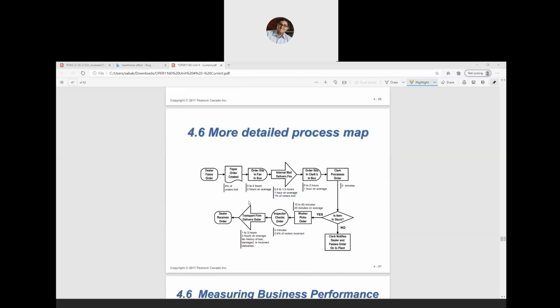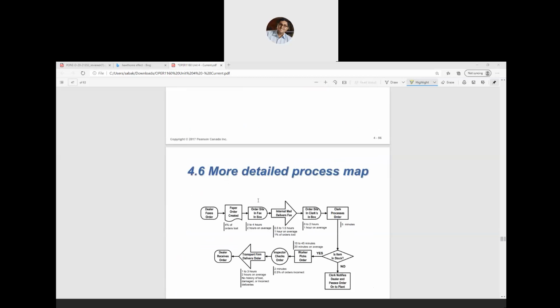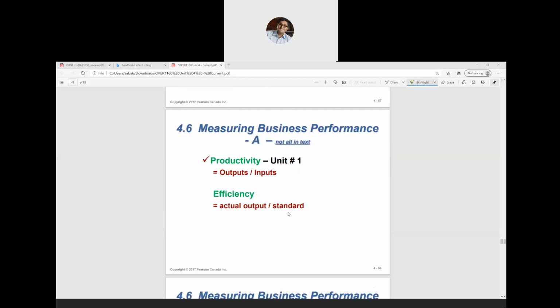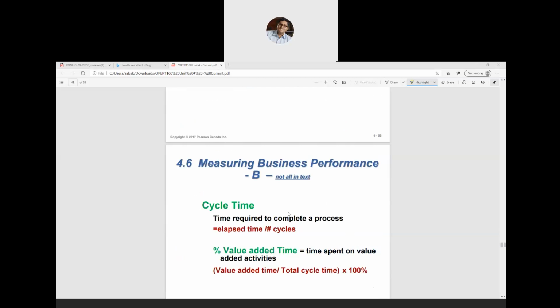This is a very complicated process map which you will not be expected to make. You just need to make step 1, step 2, step 3, step 4, and step 5, just 5 steps in the process map. And you can try to find out a couple of things, say productivity, efficiency, etc., from the data. We also discussed something called cycle time last week.